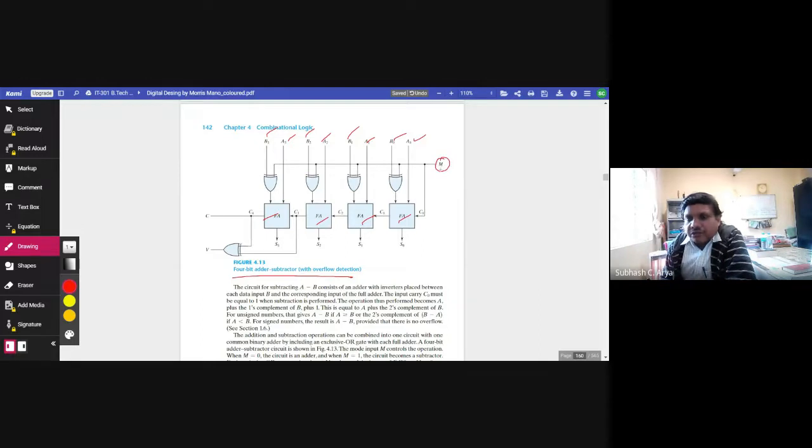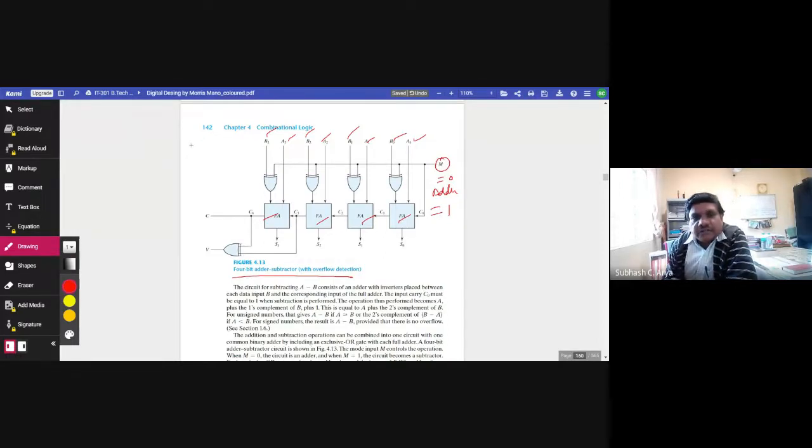However, this is M. M is your control line. If M is equal to 0, then the circuit will work as a full 4-bit parallel adder. If M is equal to 1, the circuit will work as a 4-bit subtractor. Let us verify whether it is correct or not. By law, why am I telling that M is equal to 0 and M is equal to 1? It may be reverse also.